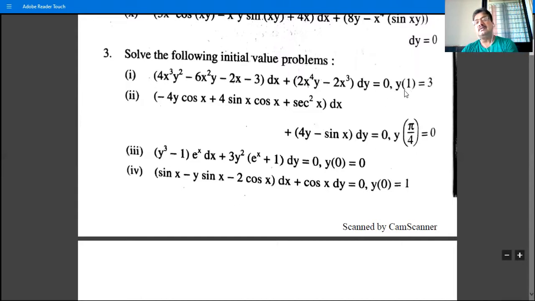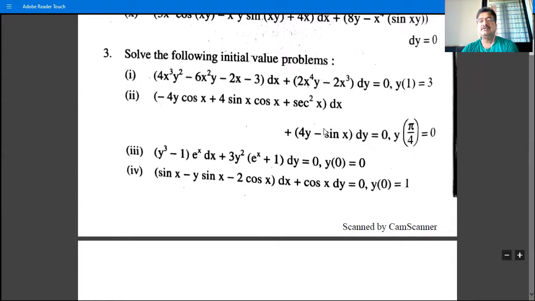And then substitute that value in the general solution, the final answer of this problem. Substitute that value of c, which is obtained by using this condition. Then we have the particular solution of this problem.